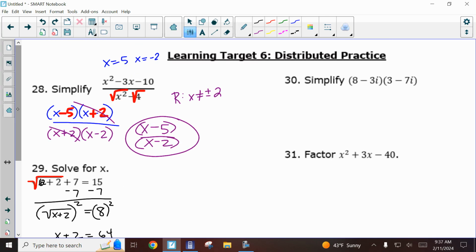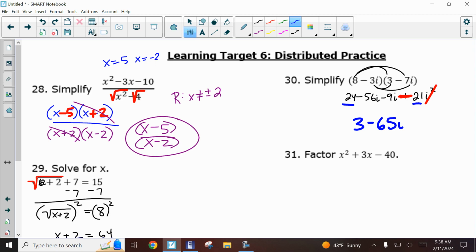Okay, simplify. Simplify is times this. So 24 minus 56i minus 9i, and then plus 21i squared. Now, one thing about the i squared is equal to -1. So 21 times -1 would be -21. So if you have an i squared, you can get rid of it and flip the sign. So that means these two are now like terms. So 24 take away 21 is 3. And then -56 minus 9 is going to be -65 i's.